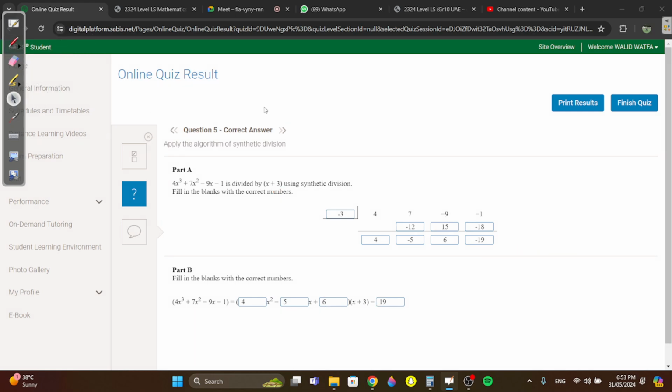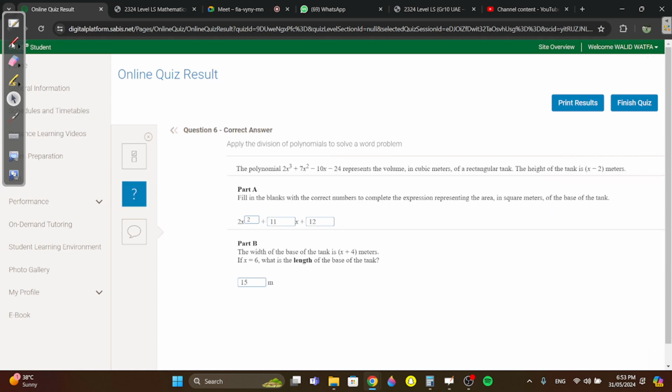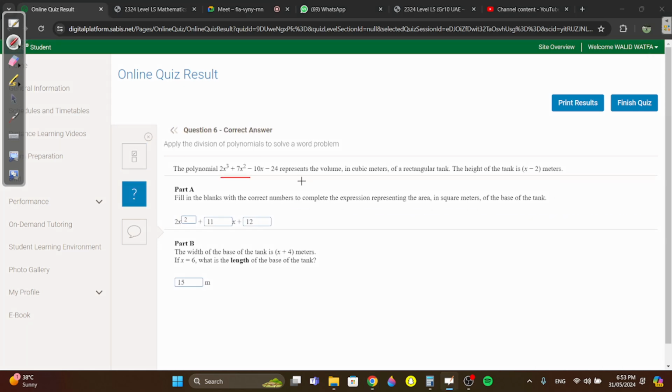Game of the AMS. Question 6. The polynomial 2x cubed plus 7x squared minus 10x minus 24 represents the volume in cubic meters of a regular tank. So let's think of it like this. You have a tank like this. So the volume of it is 2x cubed plus 7x squared minus 10x minus 24. The height of the tank they gave you is x minus 2. Fill in the blanks to find the area.